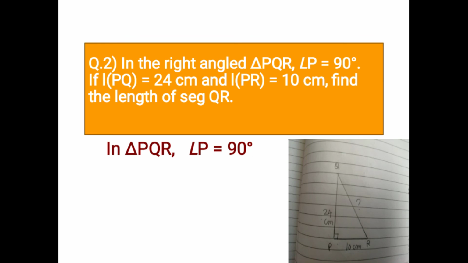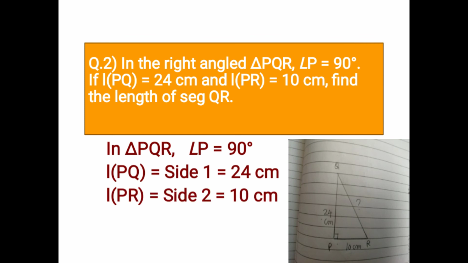In triangle PQR, angle P is equal to 90 degrees. What is given in the question and in the figure which I have drawn here, all that you have to write. Length of PQ is equal to side 1 is equal to 24 centimeter. Length of PR is equal to side 2 is equal to 10 centimeter. You have to find length of QR. Length of QR is equal to hypotenuse is equal to question mark.